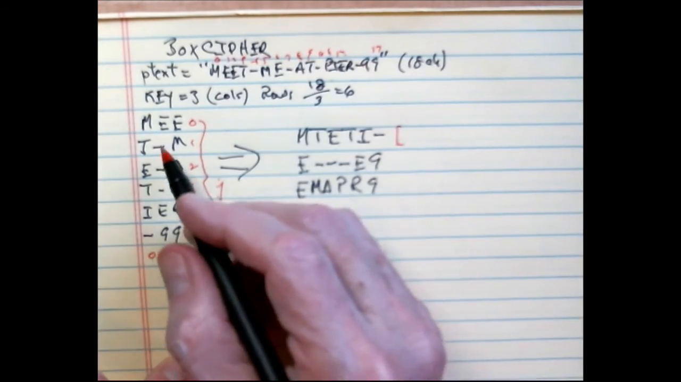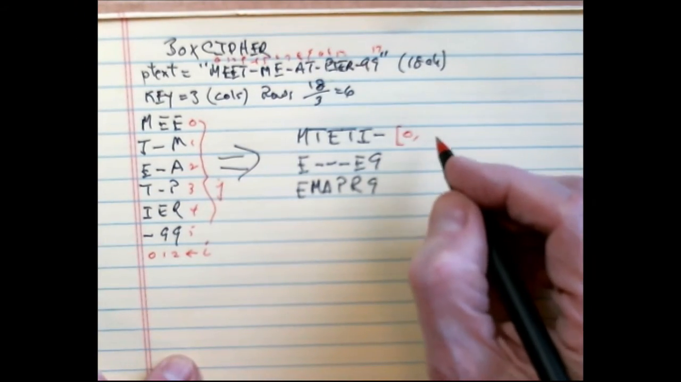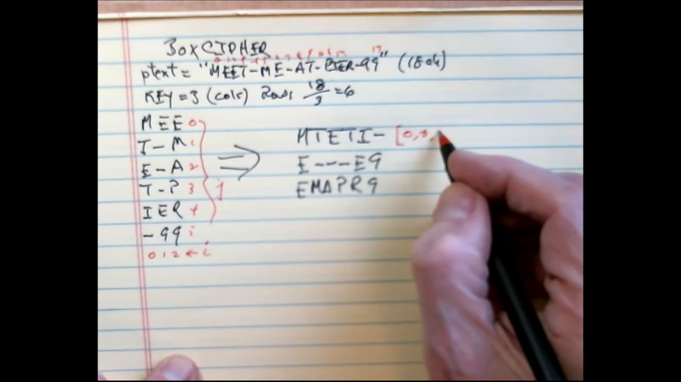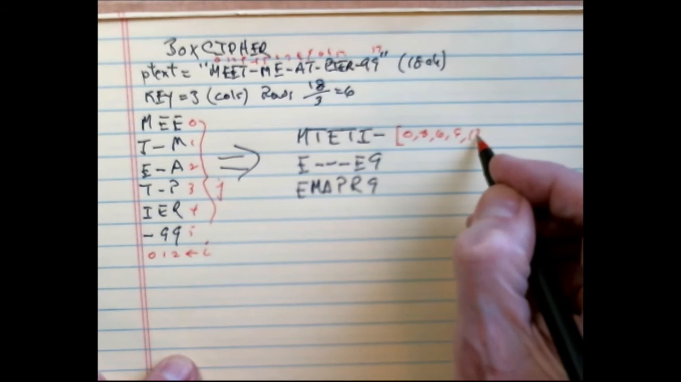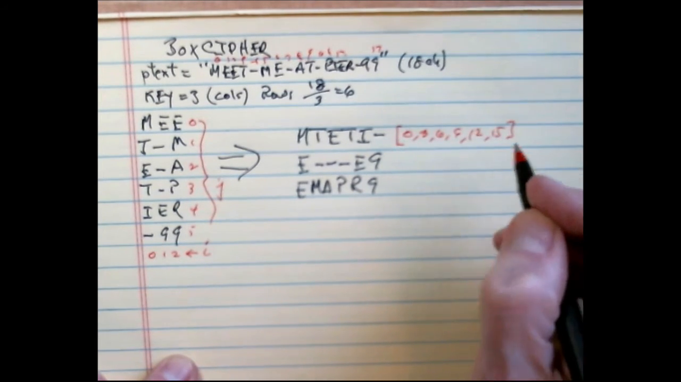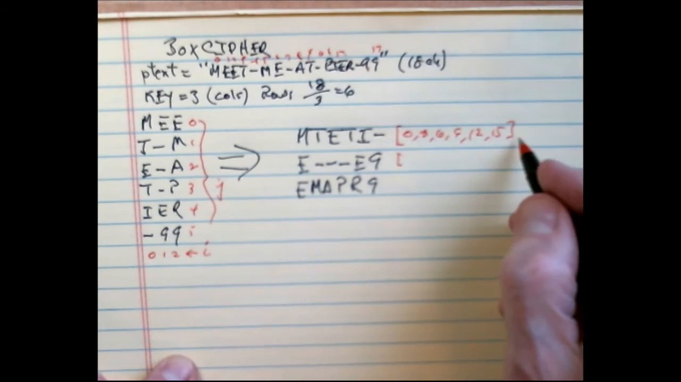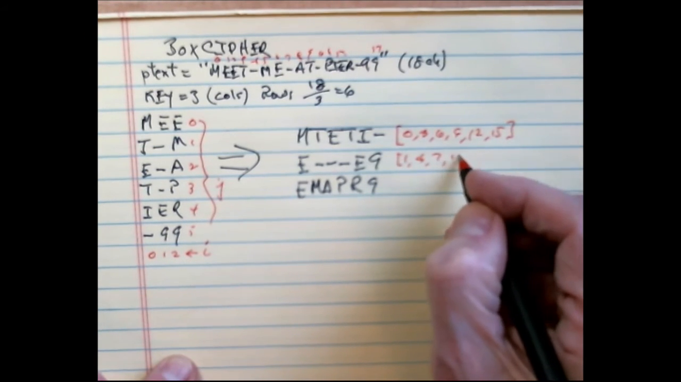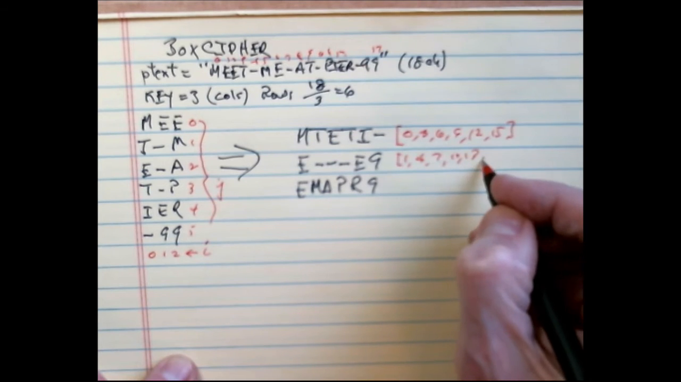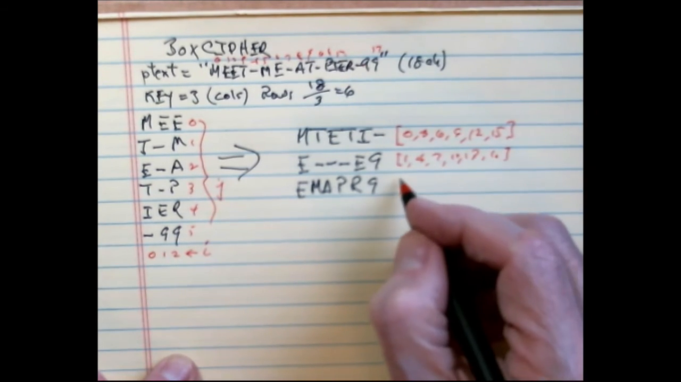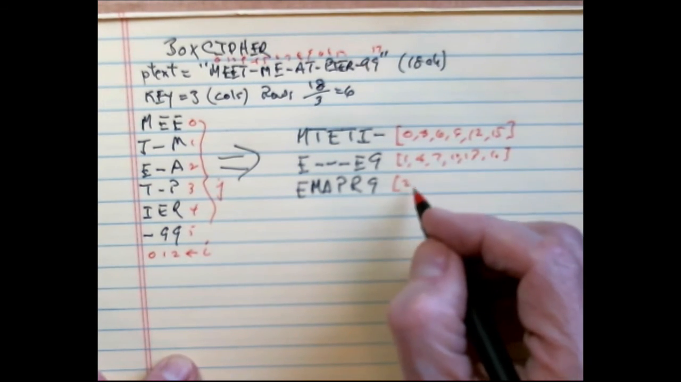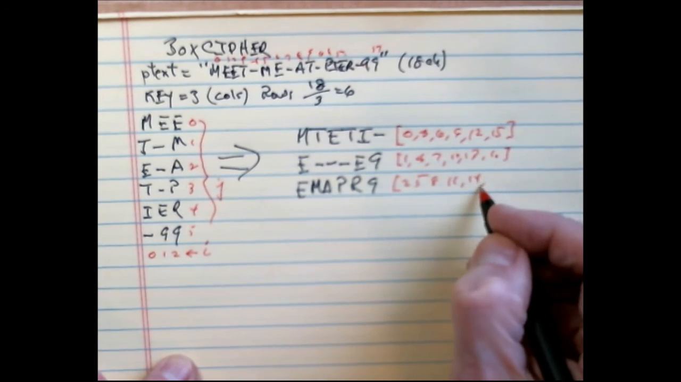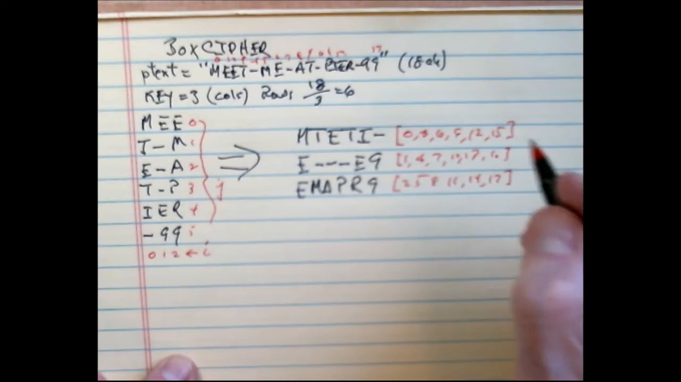Well, this one is 0. The next one is 3, 6, 9, 12, 15. And this one will be the same as this, just add 1: 1, 4, 7, 10, 13, 16. And this one will be 2, 5, 8, 11, 14, and 17. That takes care of all of them.